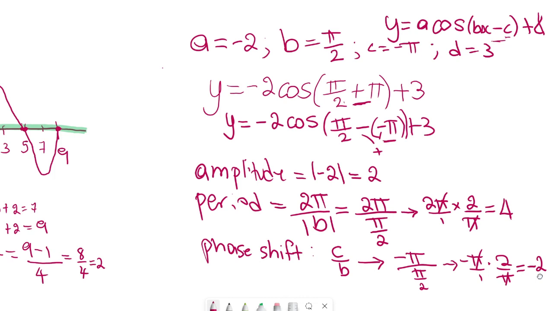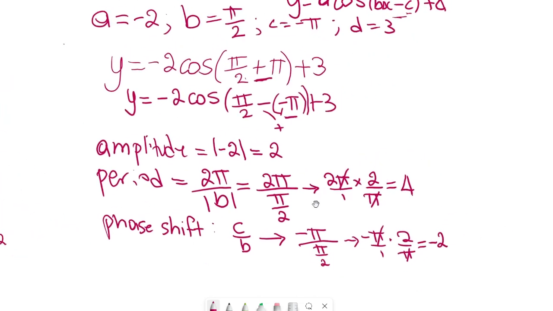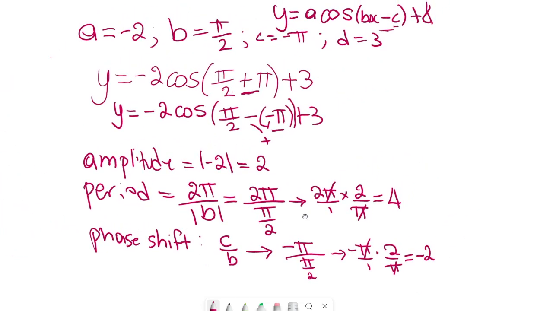But when we talk about horizontal shifts, I always say it goes opposite your intuition. So if negative 2 is your horizontal shift, we're actually going to go 2 units to the right, but we'll look at that shortly. All right, next we want to identify our midline. Where is our midline? Recall that's going to be y equals D. And so for us, that's y equals 3.